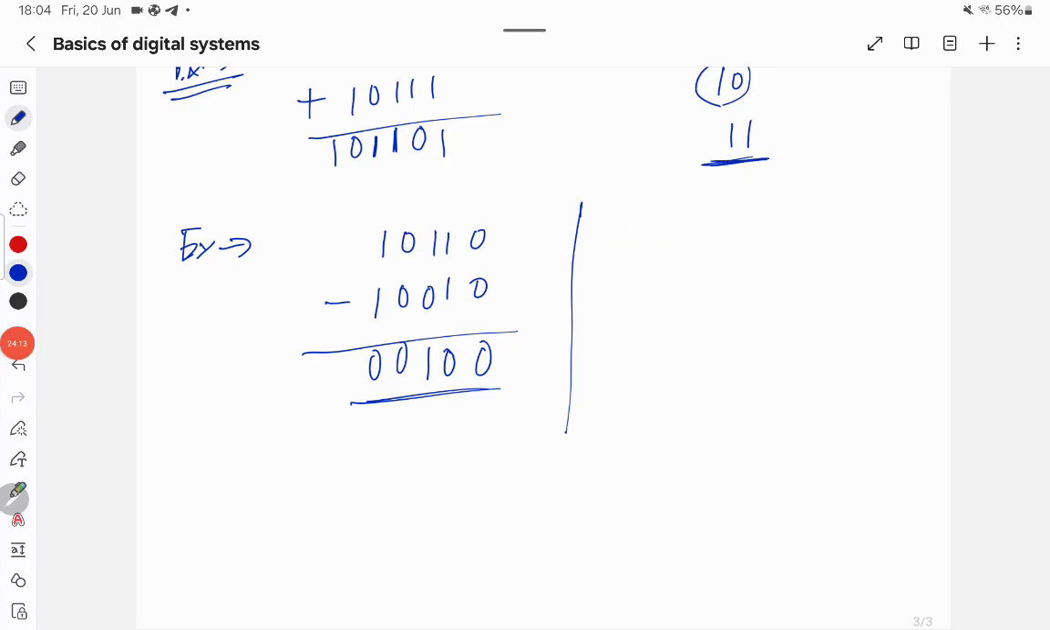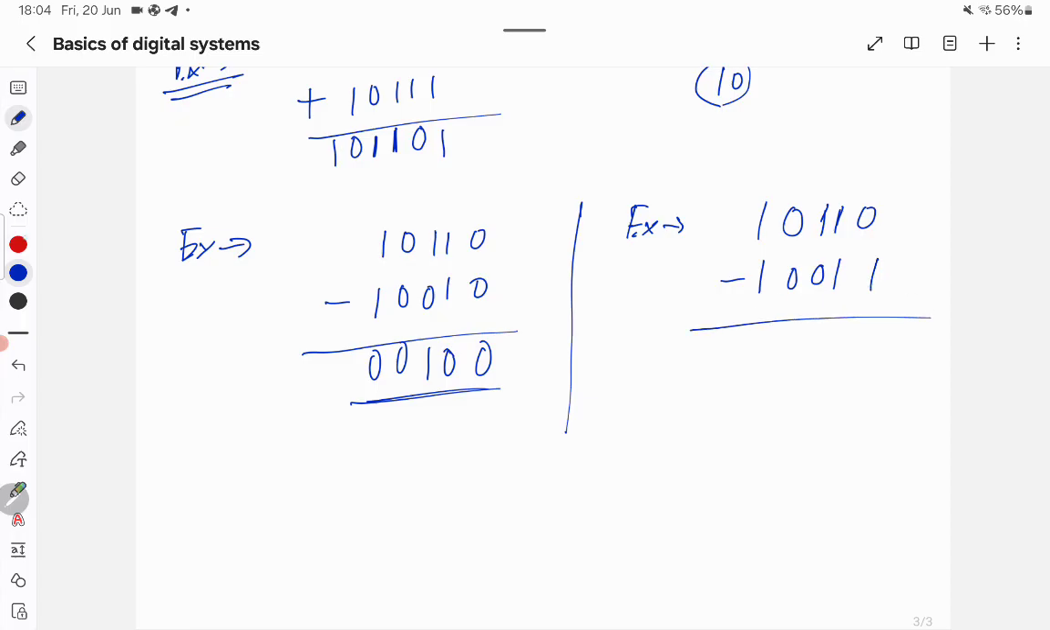Okay, see here, this one was not right. Let me do it one more time. Yes, it was 1 0 1 1 0. And what was subtracted? We were subtracting 1 0 0 1 1, right?